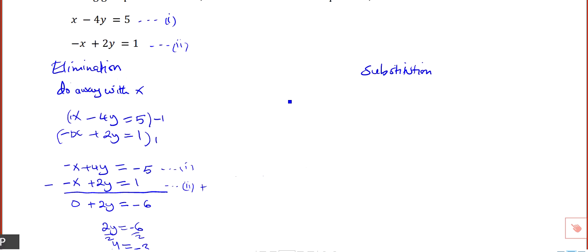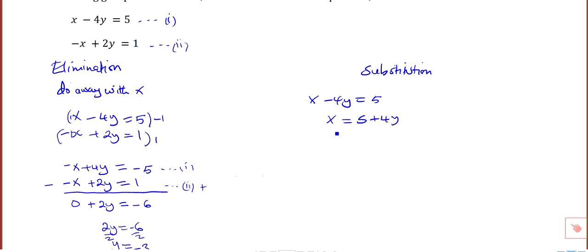Now under substitution, this is what you have. Same equations. From equation 1, I will make x the subject of the formula by taking everything to my right hand side of the equal sign. So when negative 4y crosses, it becomes plus 4y.